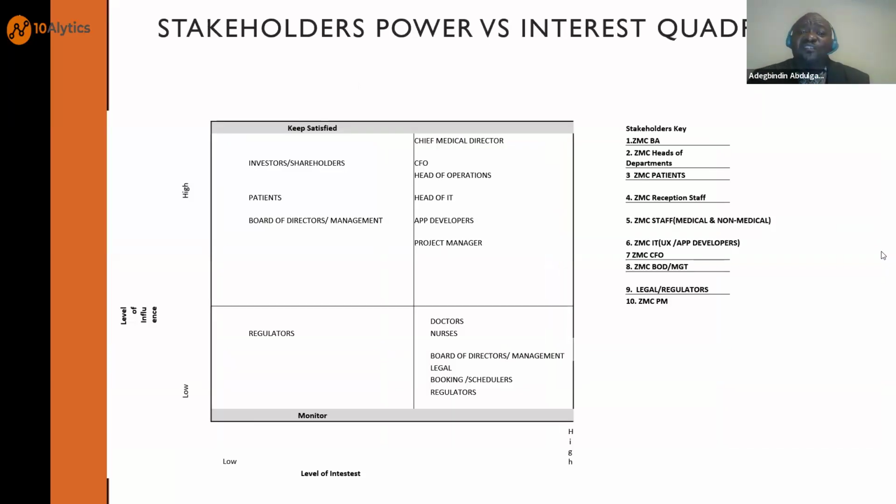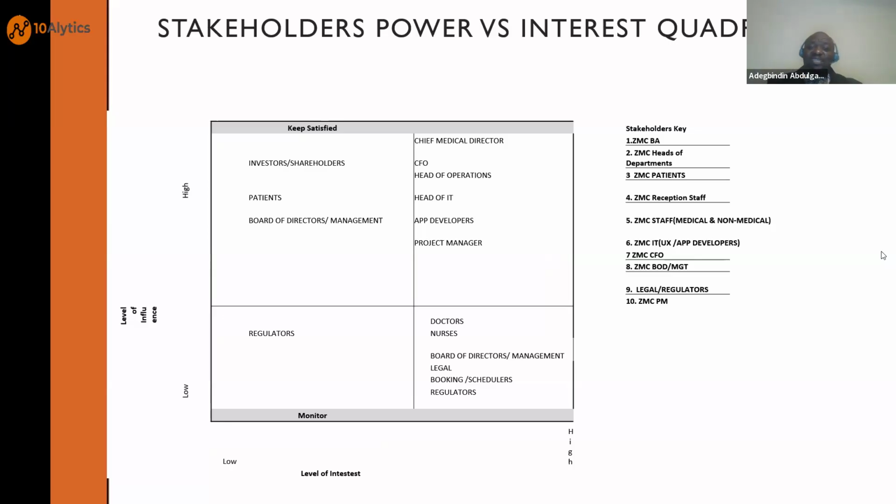This is an example of power and interest quadrants. Like I said before, you see here it says keep satisfied, and below it says level of influence and level of interest. Your regulators, you have to understand which quadrant you put them in. The first quadrant is those people whose influence is high, but their level of interest is low. Those are people that you should keep satisfied. Know them and put them there.